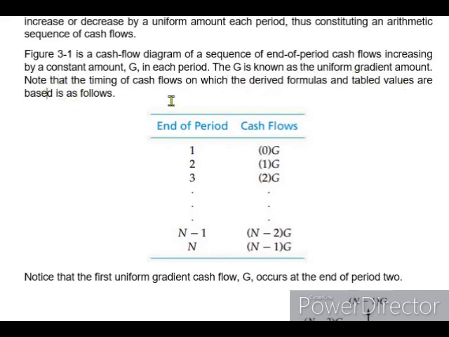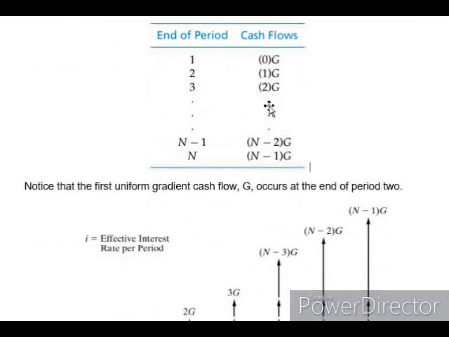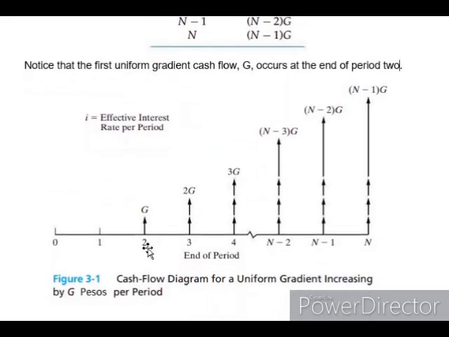Note that the timing of cash flows on which the derived formulas and tabled values are based is as follows. So, dito siya nakabase yung sa mga na-derive na formulas tsaka sa table. Okay? So, sa mga end of period, multiply kay G. Notice that the first uniform gradient cash flow G occurs at the end of period 2. Okay? So, sa 2 siya. Bakit? Kasi may 1 siya dito eh. Pansin nyo, kay 2 na siya. Okay? So, I is equal to effective interest rate per period.